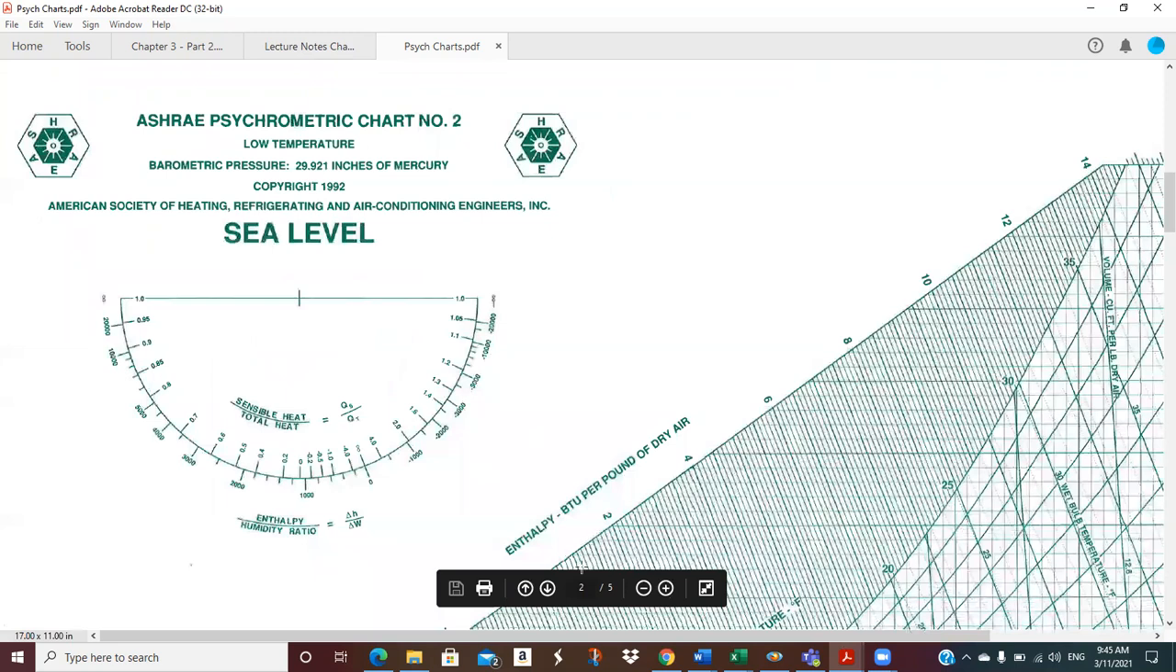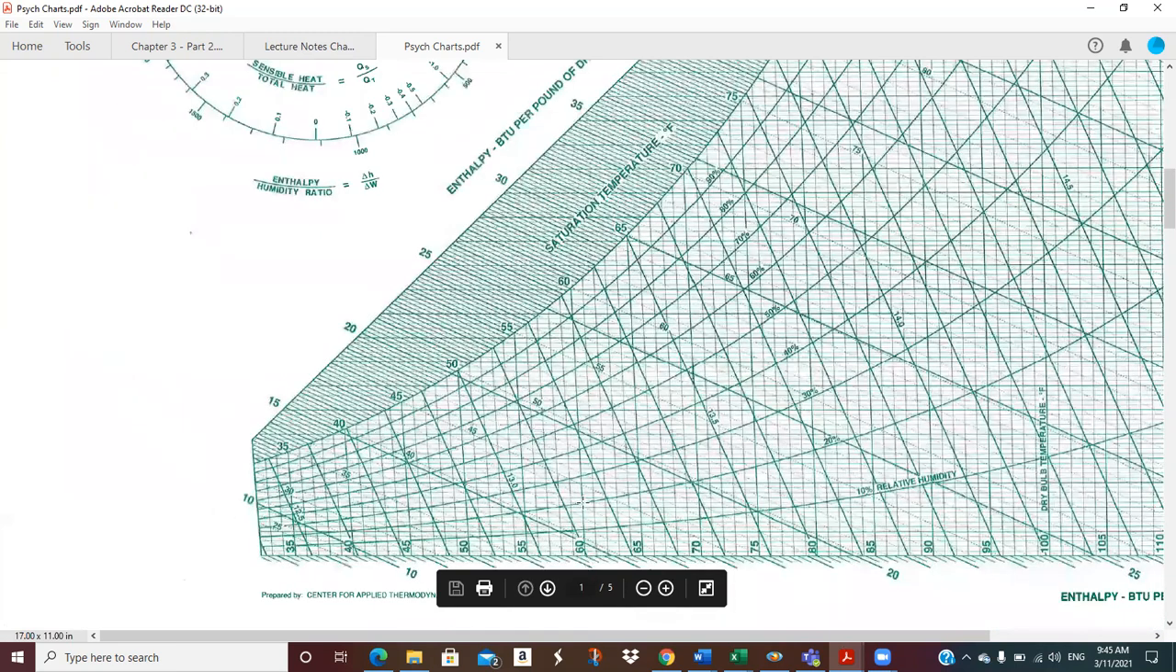Okay, so here's 60 and here's 20. That's where we're starting, and we're going to 115 and 30. If I was doing this with pen and paper on a psych chart, I'd put a dot right here for 60 and 20. There's 20% relative humidity, there's 60 dry bulb. And I would come over here at 115. You think at 30, that's not much of a moisture increase, but what you have to realize is as that air gets warmer, it can hold so much more moisture.